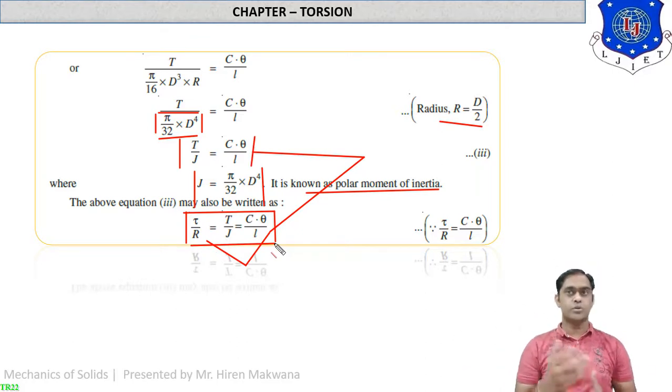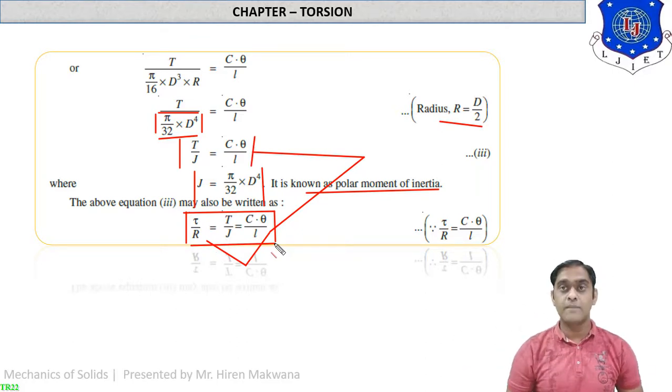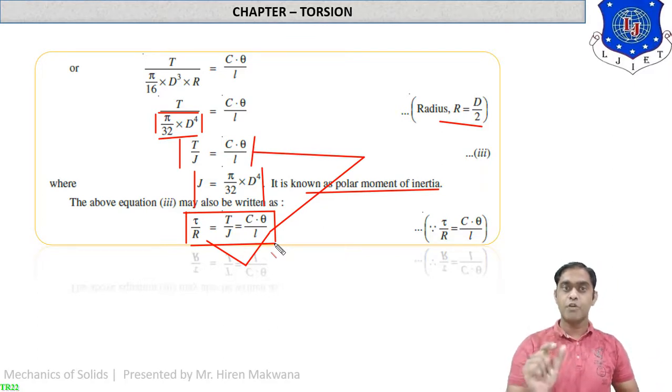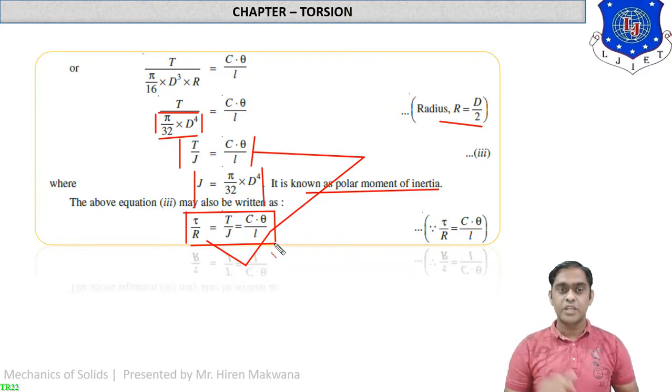This is the most important formula. It is also known as the equation of torsion or torsion equation. Remember again, tau by R equal to T by J equal to C theta by L. What is tau? It is shear stress. What is T? Torque. What is J? Polar moment of inertia for the solid shaft, pi by 32 D raised to 4.